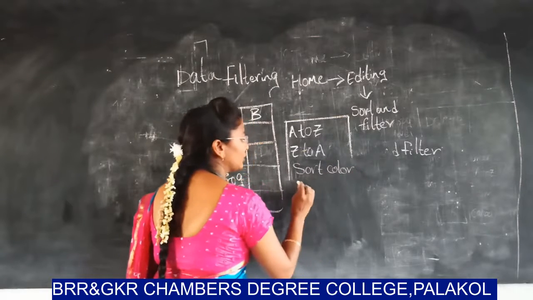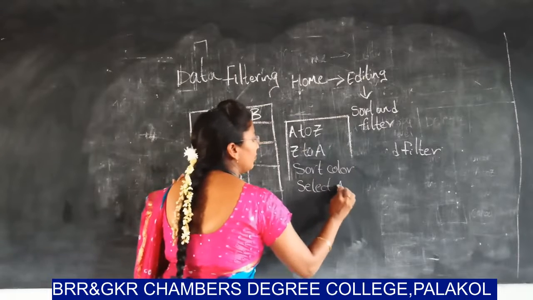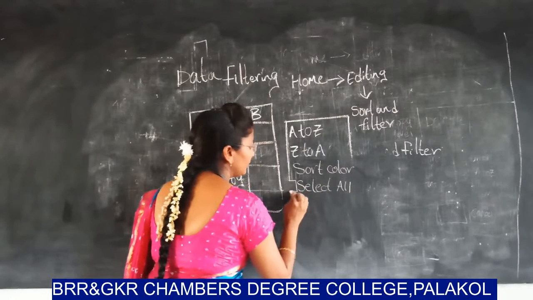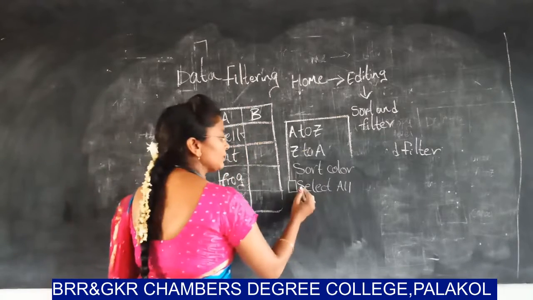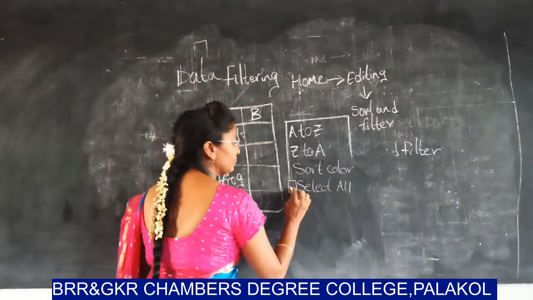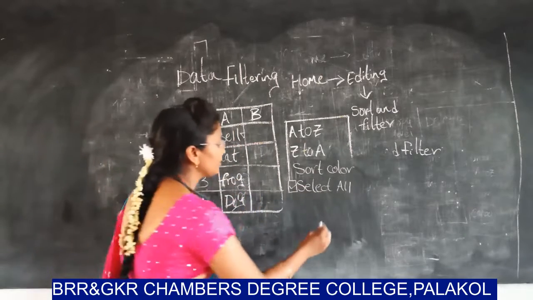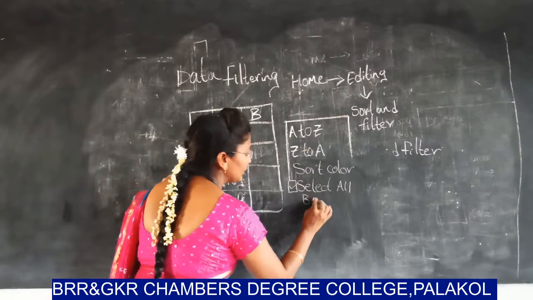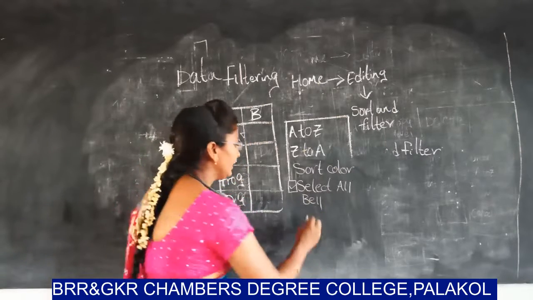And next option is select all option. Here one checkbox will be available. If you want to select all this data means click on this checkbox. If you select this means all the items will be selected here. Whatever the items is appeared on your Excel sheet, that data will be appeared here also.